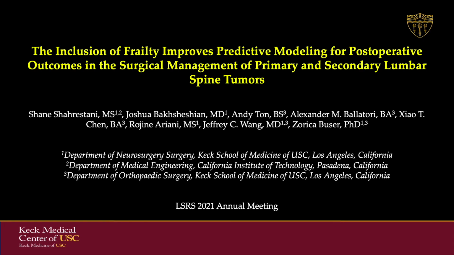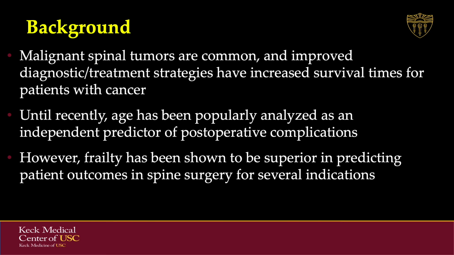Hi, my name is Shane Sharistani, and this talk will focus on the use of frailty for improving predictive models regarding primary and secondary lumbar spine tumors. Overall, malignant spine tumors are common, and improved diagnostic and treatment strategies have increased survival times. Age has been popularly analyzed as a predictor for postoperative complications within these patients. However, frailty may be superior in predicting patient outcomes.